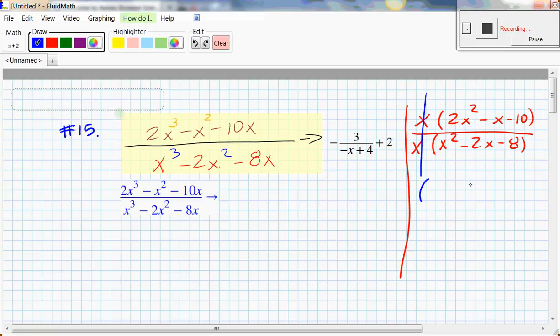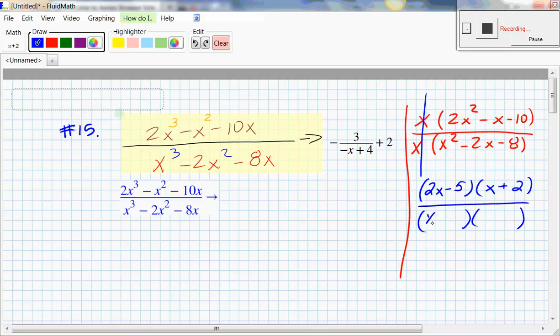Now I need to break up this numerator here. So I'm going to have the product of two binomials, and then on the bottom, another product of two binomials. So on the top, I'll probably have 2x and x. And then to get 10, I probably need 5 and 2. So I'll put 2 there and 5 there. Will that work? 4x and 5x, I can make a negative 1 if that is negative and that is positive.